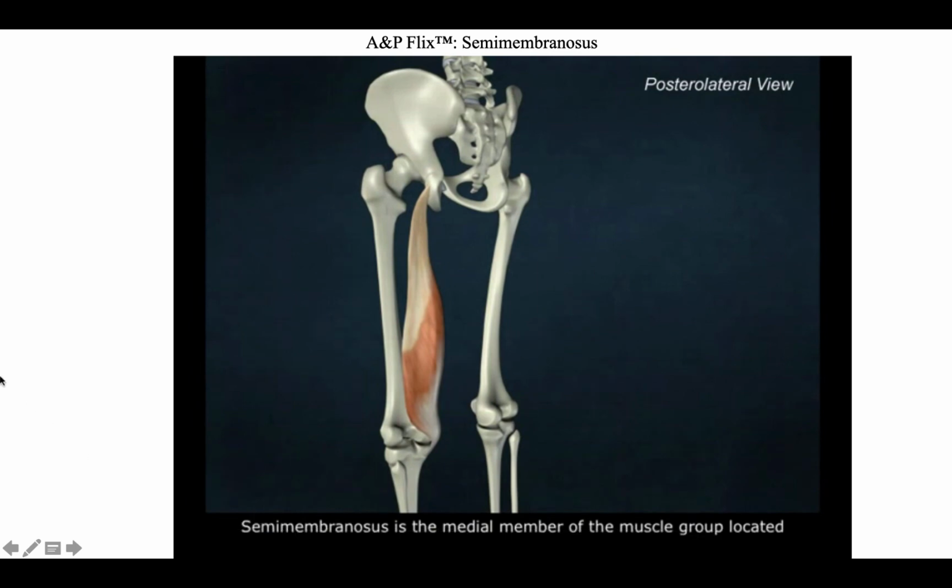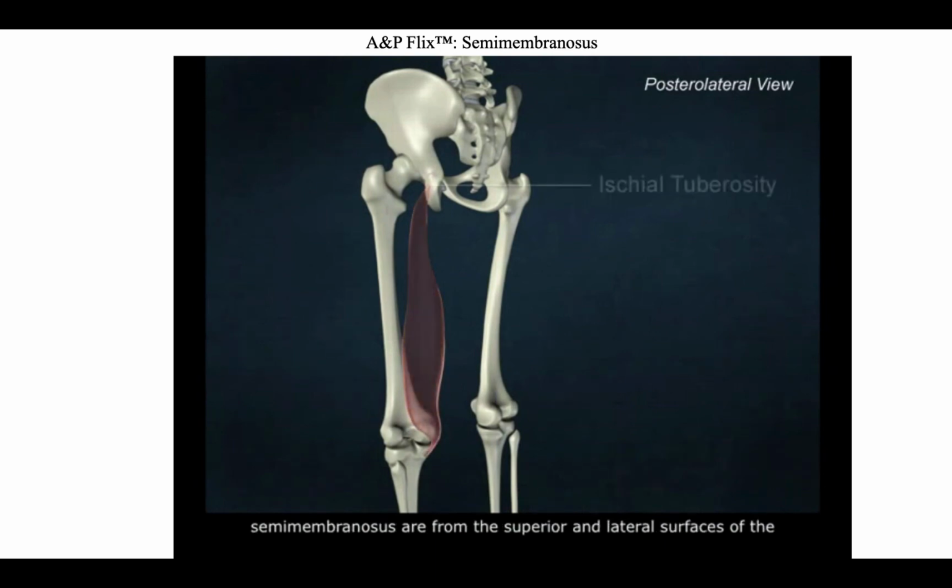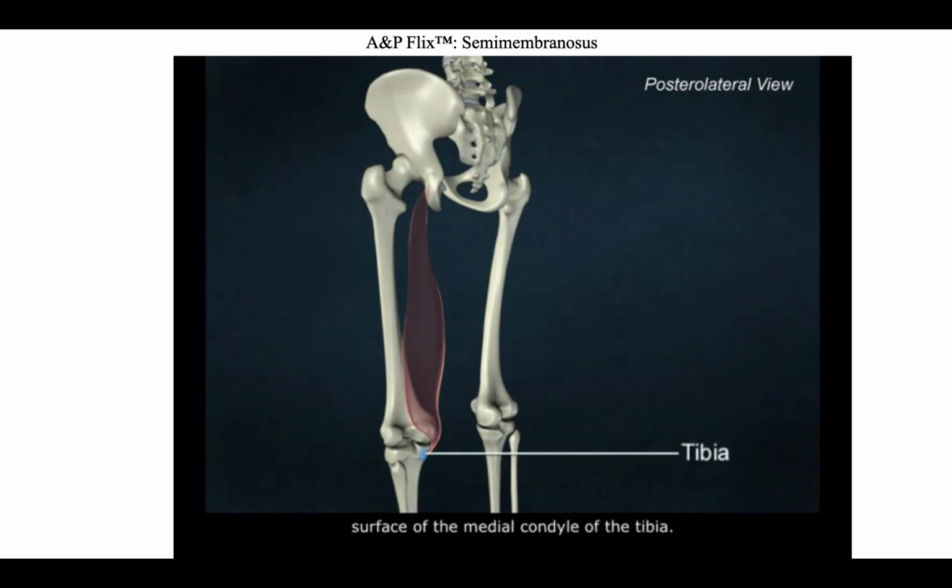Semimembranosus is the medial member of the muscle group located in the posterior thigh, known as the hamstrings. The origins of semimembranosus are from the superior and lateral surfaces of the ischial tuberosity. The fibers run inferiorly to insert onto the posterior surface of the medial condyle of the tibia.